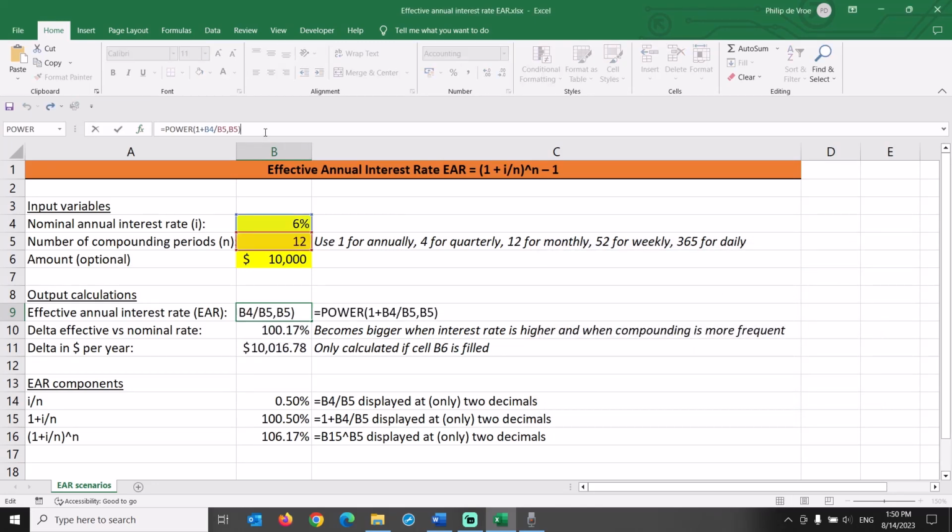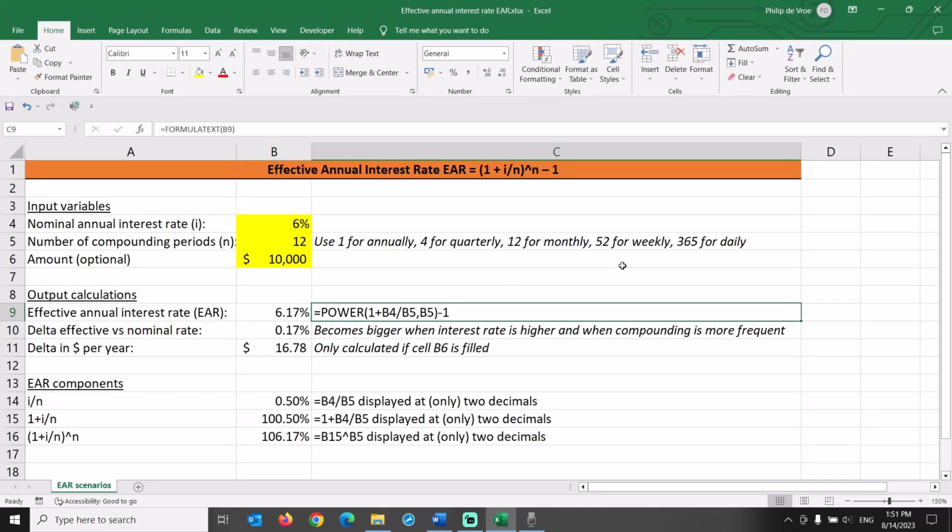Click OK and then add -1 to the calculation in cell B9 for the Excel formula to match the EAR formula in text at the top. Format the cell as a percentage with 2 decimals. I am displaying the EAR Excel formula in cell C9 for reference.